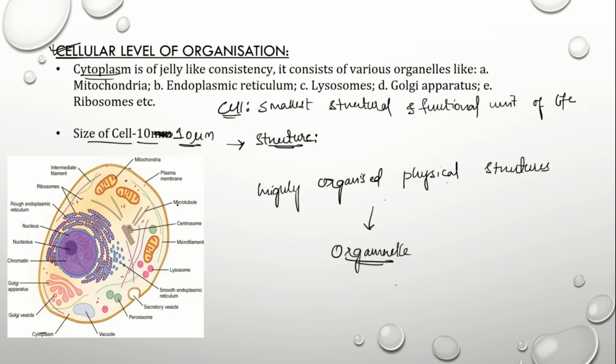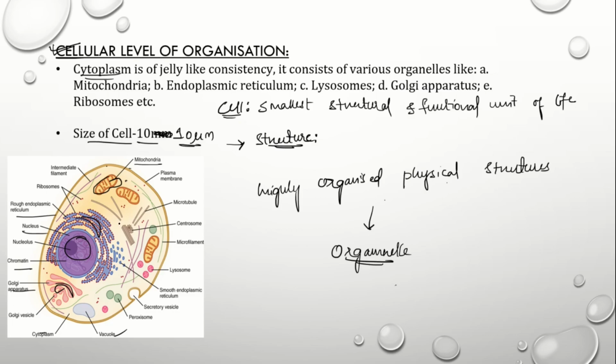What are organelles? The basic thing. It could be mitochondria, endoplasmic reticulum, nucleus, chromatin, Golgi apparatus, vacuoles. So many organelles will be present inside the cell. Can you appreciate this? Mitochondria are present, the nucleus is present, endoplasmic reticulums are there, Golgi apparatus are there, and likewise many other organelles are present in our cell.